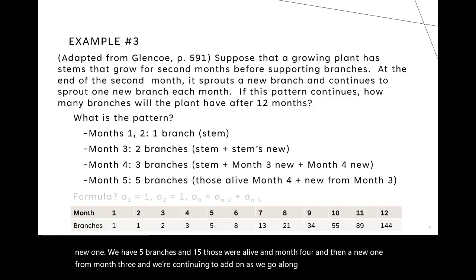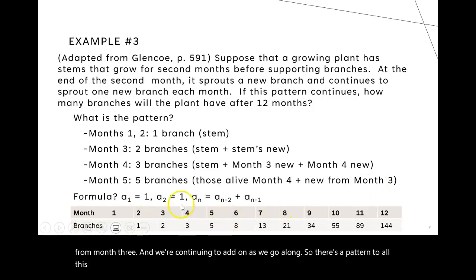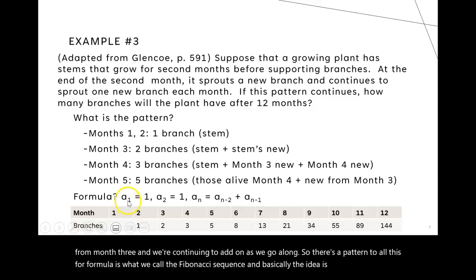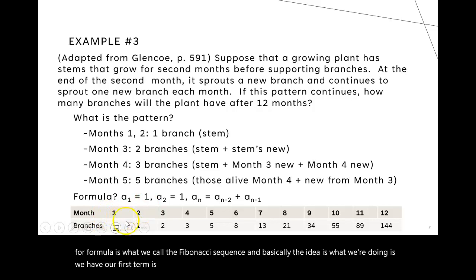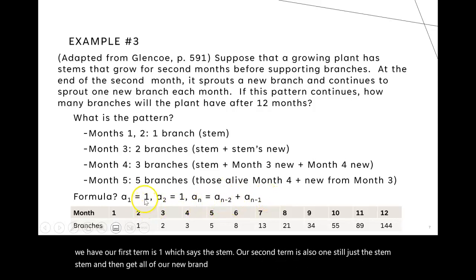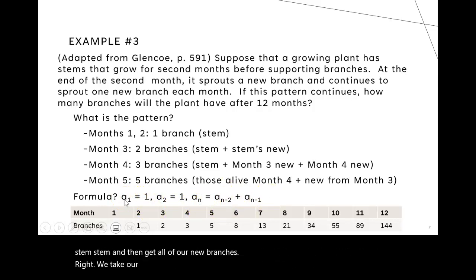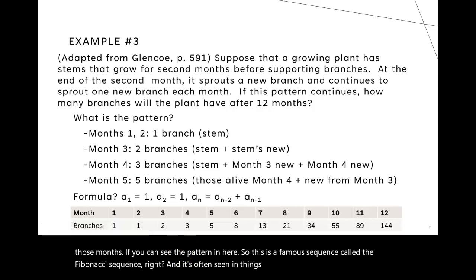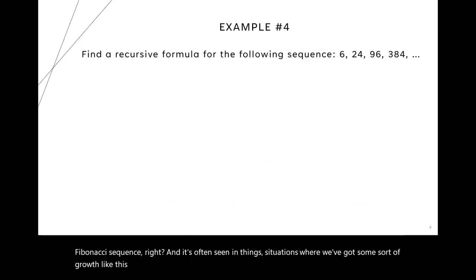So there's a pattern to all this. So our formula is what we call the Fibonacci sequence. And basically the idea is we have our first term is 1, which is the stem. Our second term is also 1, still just the stem. And then to get all of our new branches, right, we take our previous 2 months and add up the number of branches we had in each of those months, if you can see the pattern in here. So this is a famous sequence called the Fibonacci sequence, right? And it's often seen in situations where we've got some sort of growth like this situation.